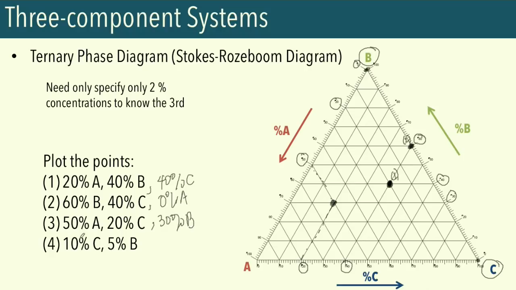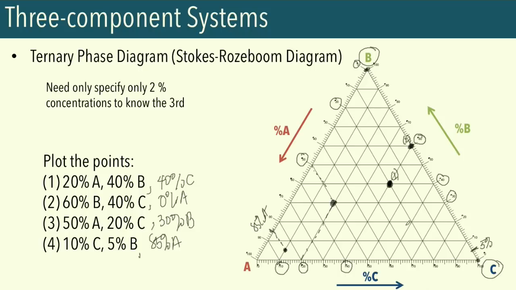Last example, let's check out 10% C, 5% B. So 10% C is right over here. 5% B is going to be represented here. If we follow along here, it's going to be half this, here. So 10% C, 5% B. The corresponding composition of A is going to be over here. You might need to draw some lines. So this is going to be 85% A. This makes sense, because 85 plus 5 plus 10 is 100%.